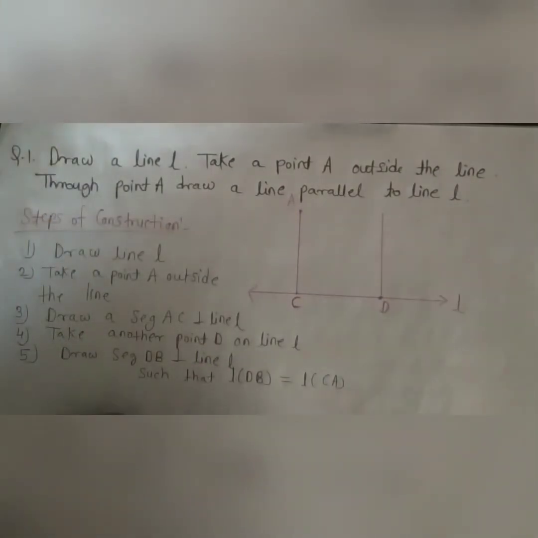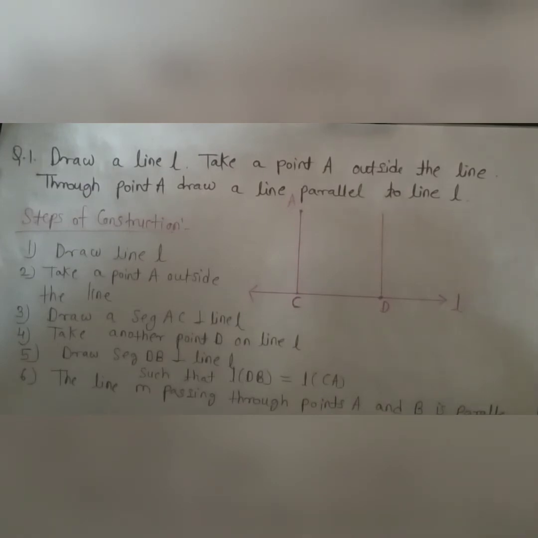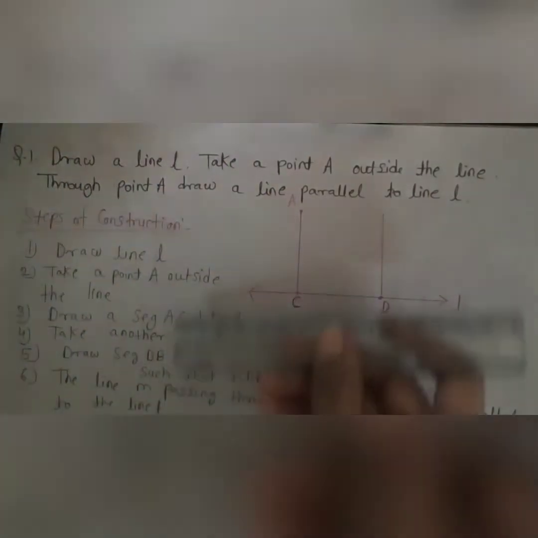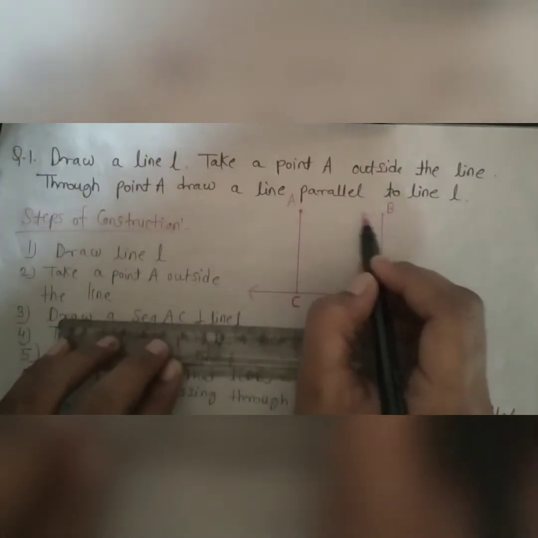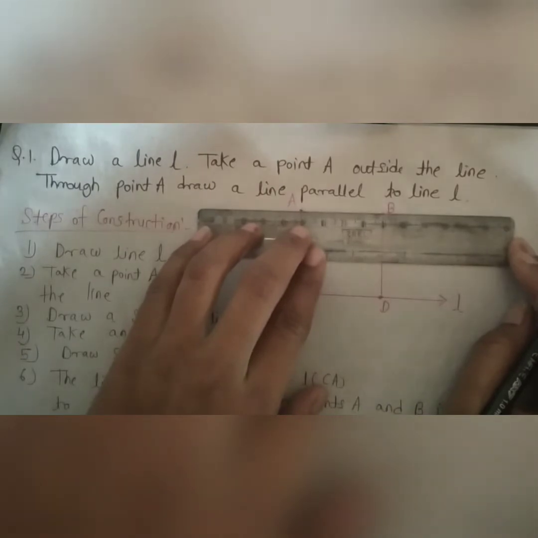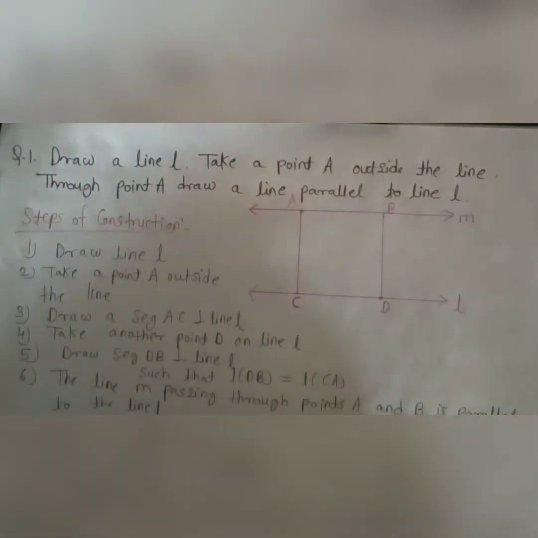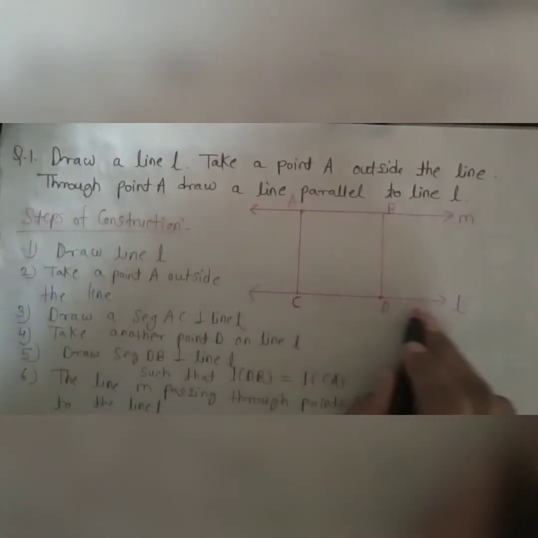Now the last step, the line M passing through points A and B is parallel to the line L. Now this is our point B. Now we will draw a line passing through point A and B, and suppose my line name is M. Now we have drawn a line which is parallel to line L.